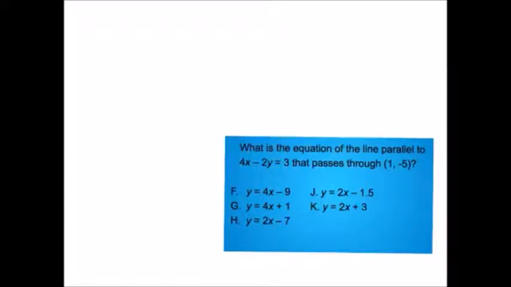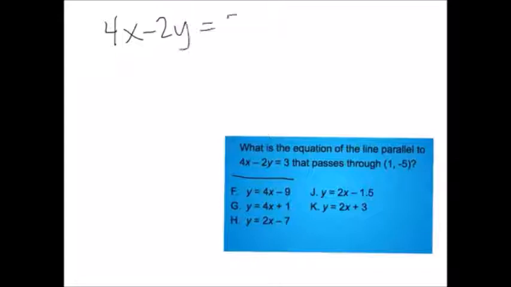Here we're asked to find the equation of a line, and it looks like all of our answers are in slope-intercept form. Therefore, we need the slope and the y-intercept. Well, the line that we're given is 4x minus 2y equals 3.